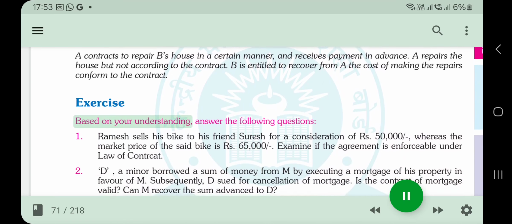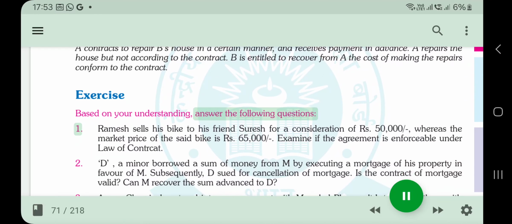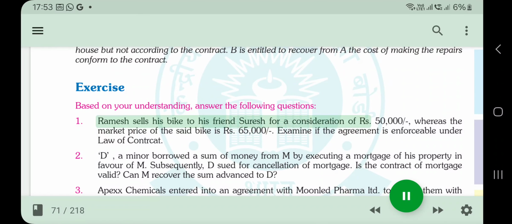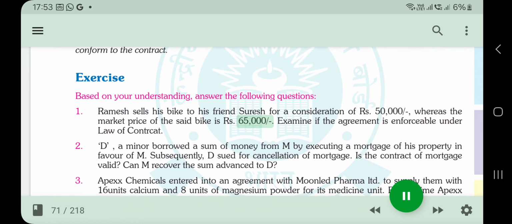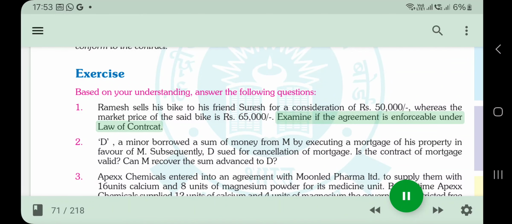Exercise. Based on your understanding, answer the following questions. 1. Ramesh sells his bike to his friend Suresh for a consideration of Rs. 50,000, whereas the market price of the said bike is Rs. 65,000. Examine if the agreement is enforceable under the law of contract.